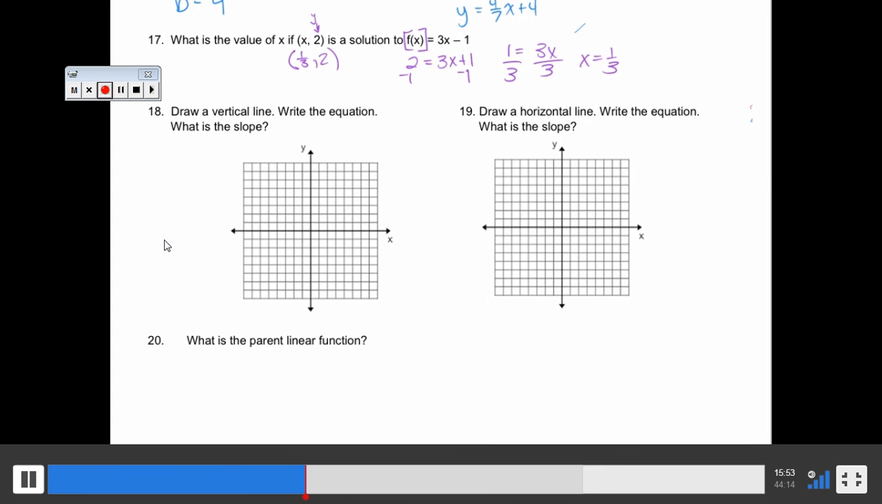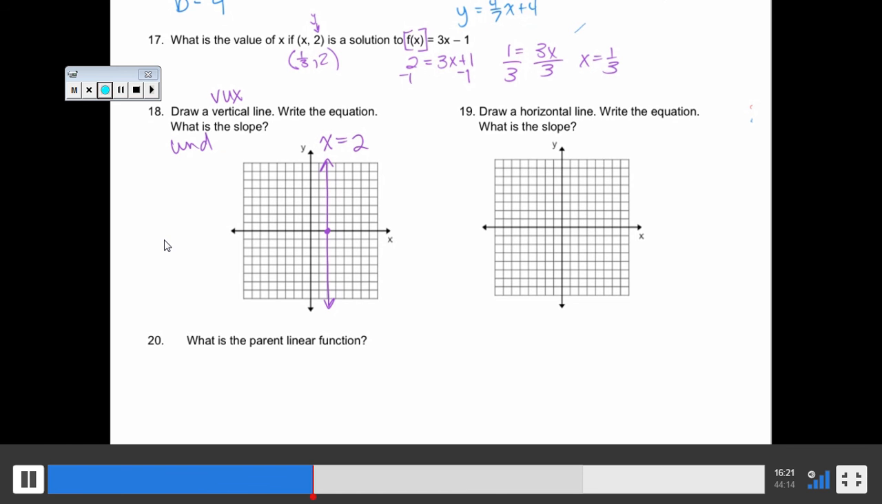Okay, number 18, draw a vertical line. So that's up and down. There's a vertical line. And if we write this equation, when we think of vertical lines, you can use that saying VUX, and that means it's going to start with an x. So x equals, and it's going through the 2 on the x-axis. So the equation for that line would be x equals 2, and the slope is undefined.